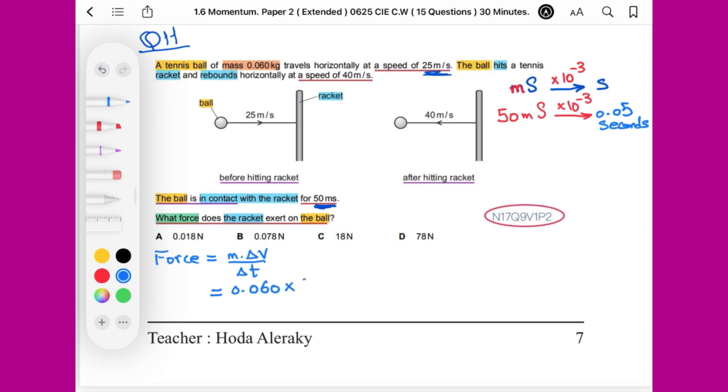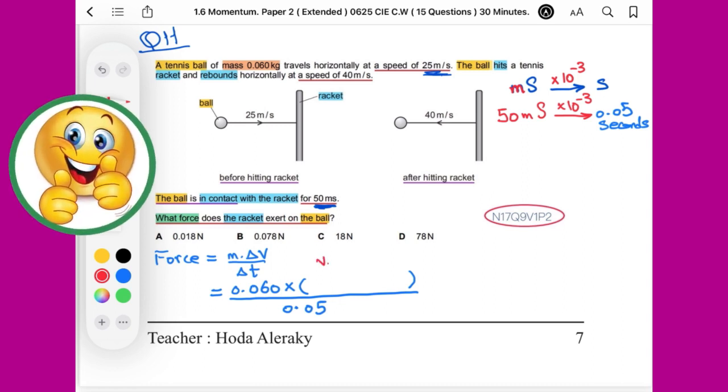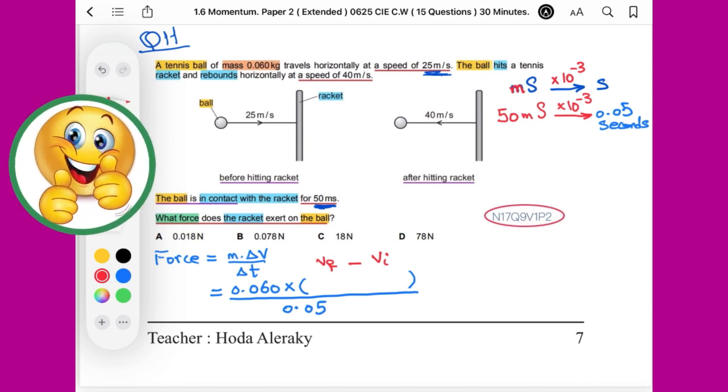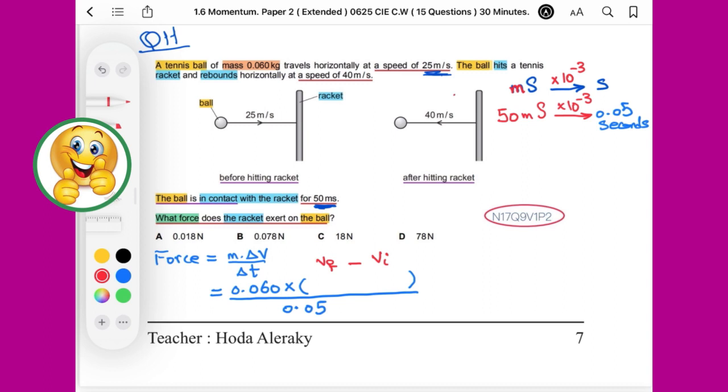When you substitute, you have 0.060 times delta V, the change in velocity, divided by the time taken for this change, which is 0.05 seconds after conversion. When you substitute, you have to follow the concept: velocity is a vector quantity. It has magnitude and direction. Okay, so delta V here we have V final minus V initial. V final, you have V final here is 40 meter per second. It's the magnitude of velocity.